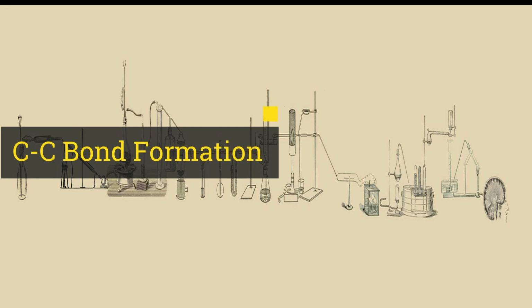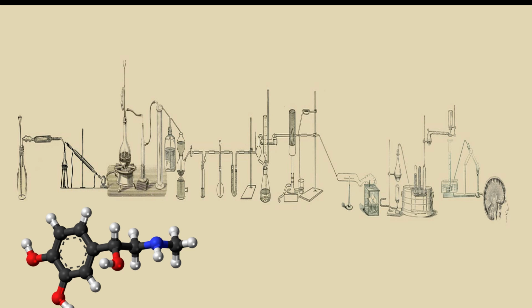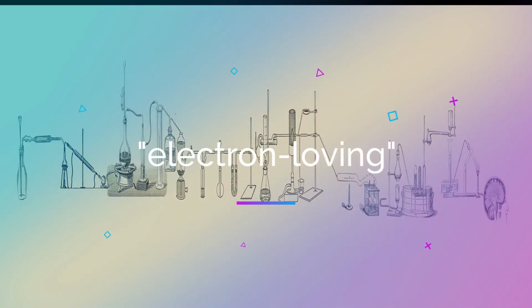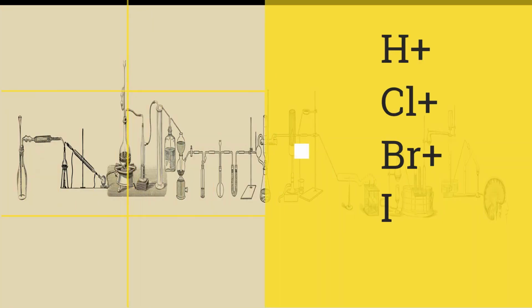Carbon-carbon bond formation. Electrophiles. An electrophile is a reagent which can accept an electron pair in a reaction. The name electrophile means electron loving and indicates that it attacks regions of high electron density, negative centers in the substrate molecule. Electrophiles are electron deficient. They may be positive ions or neutral molecules with an electron deficient center. Examples can be H+, Cl+, Br+, I+, NO2+, BF3, etc.